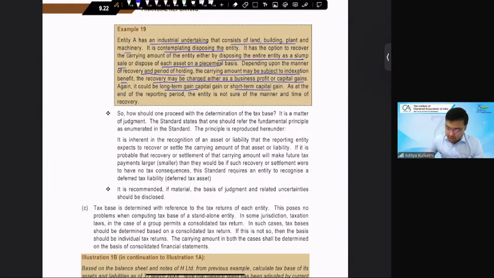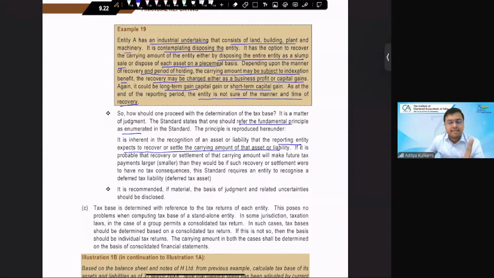As at the end of the reporting period, the entity is not sure of the manner and time of recovery. So the question is, when there are so many uncertainties surrounding the tax treatment, how do I actually treat this? How do I determine the tax base? The standard says that you refer to the fundamental principle. It is inherent that the reporting entity expects to recover or settle the carrying amount of an asset or liability. Okay, so that is the fundamental principle.